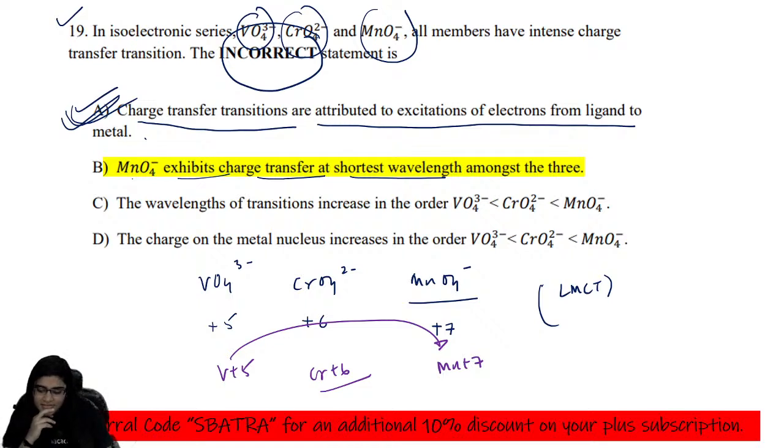I'm waiting for your answer, so just let me know in the comment section which metal will have the highest electronegativity value out of V5+, Cr6+ and Mn7+.